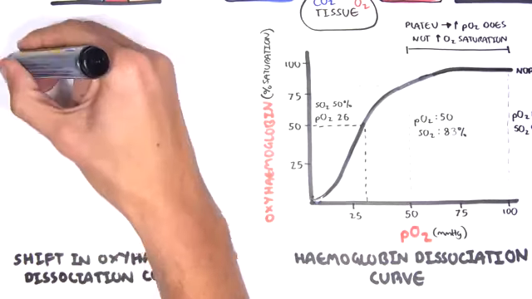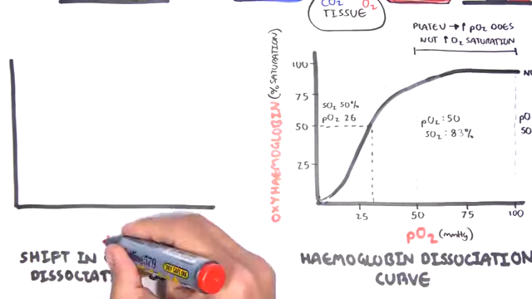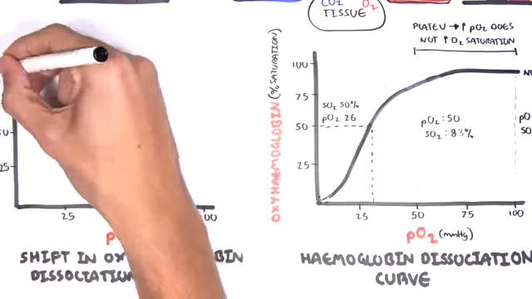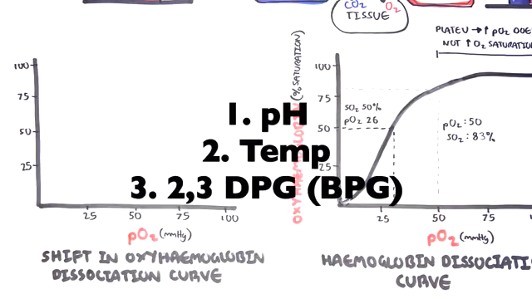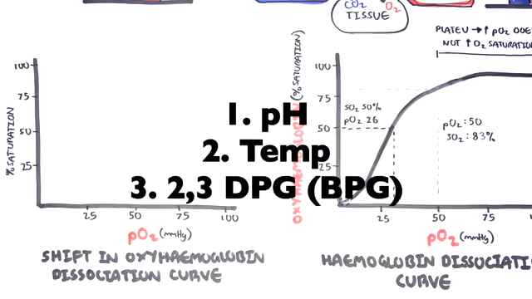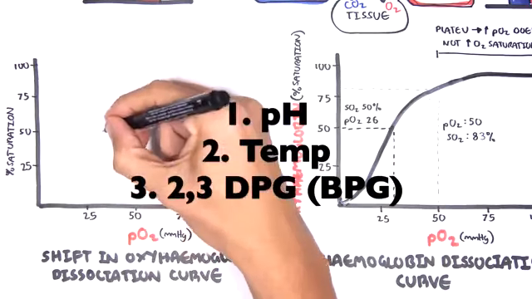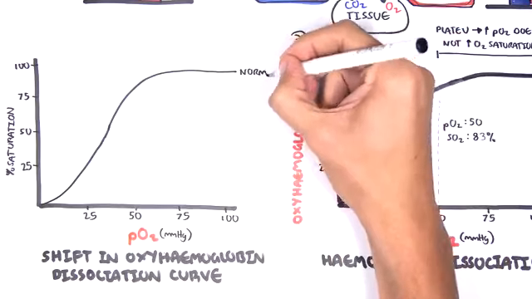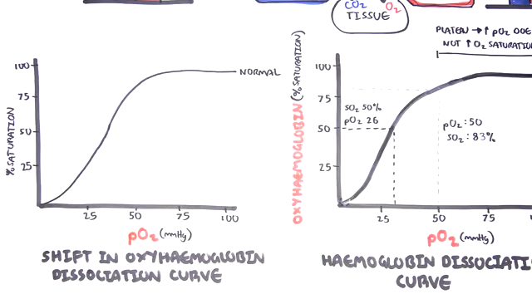Now let's look at factors which can shift this curve, which are essentially factors affecting the affinity of hemoglobin for oxygen. Three important conditions affect the oxygen hemoglobin dissociation curve. These are the pH, the temperature, and the concentration of 2,3-diphosphoglycerate, or DPG. Here is the curve normally. We will look at examples of what shifts the curve to the right and what shifts the curve to the left.